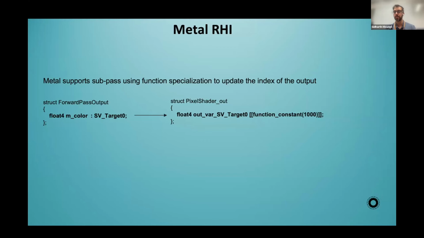Metal doesn't really have explicit support, so we had to do a little bit of hackery here. The big problem with Metal is how do you update the shader? All the shaders have hard-coded indexes on where the output of the shader needs to go. In this case, we're writing a color to SV target 0, which is render target 0. This can be changed if you merge a pass, but we need to be able to provide that information at runtime.